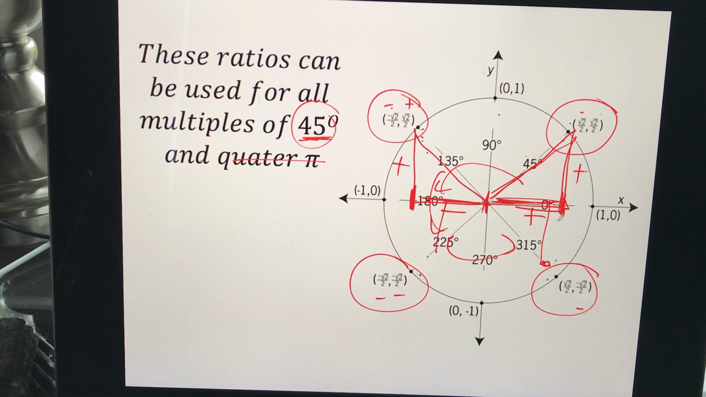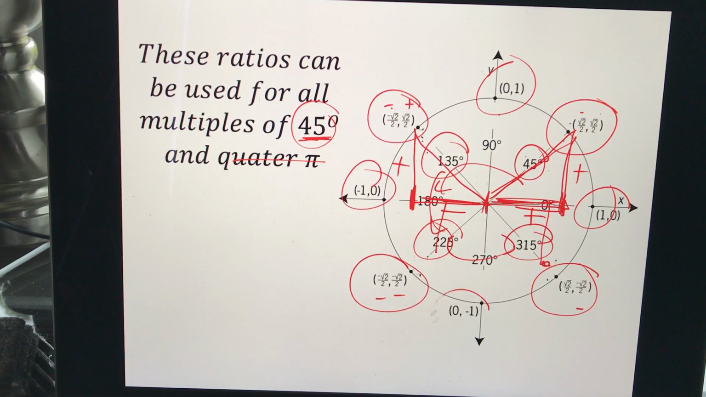So now we have the sine and cosine ratio, not just for 45 degrees. We also have the precise values for 135, for 225, and for 315 as well. Plus, we already know these ones are easy, 1, 0, 0, 1, and so on. So we're starting to construct this circle.